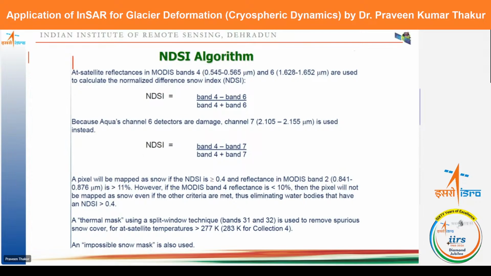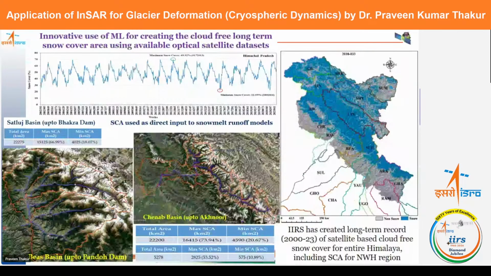And the normalized difference snow index is the most popular method of deriving the operational snow cover, using green minus SWIR band divided by green plus SWIR band, and greater than 0.4, plus additional values you give to avoid the open water bodies being classified as snow pixels. And using this algorithm, with some modification, cloud-free snow cover data has been generated.